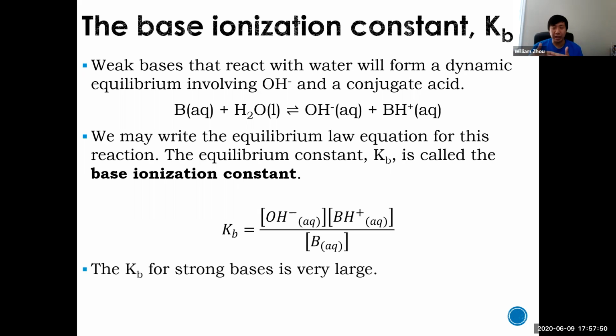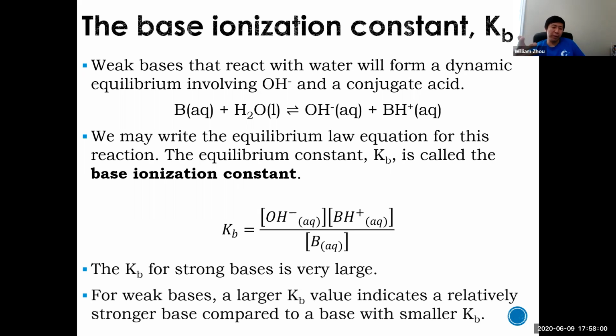All right, and if you have a large Kb, if you're a strong base, you will have a very large Kb. It is so big, it approaches infinity. We don't really consider that. And for a weak base, the larger the Kb, the stronger the weak base compared to the weak base with a smaller Kb. So basically, it's the same as the acid, except replace A with B.